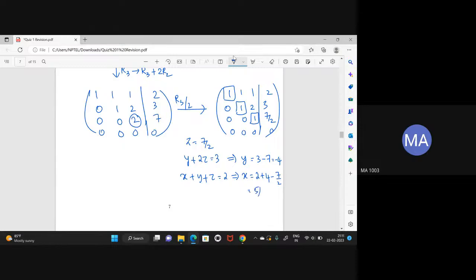Yeah. I have one doubt. Ma'am, how to bring that in reduced row echelon form? We'll do that. This is Gaussian elimination. If it's Gaussian elimination, you can stop here and solve. Yes, ma'am. Here I have one doubt, ma'am.